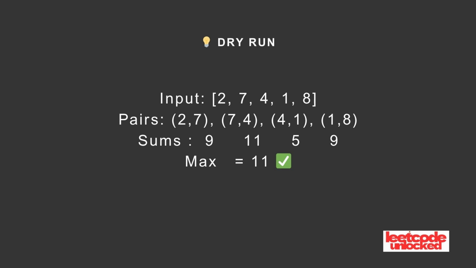Let's dry run this code with the input 2, 7, 4, 1, 8. At i equals 1, 2 plus 7 equals 9. Max equals 9. At i equals 2, 7 plus 4, 11. Max equals 11. At i equals 3, 4 plus 1, 5. Max stays 11. At i equals 4, 1 plus 8 equals 9. Max stays 11. Final result, 11.